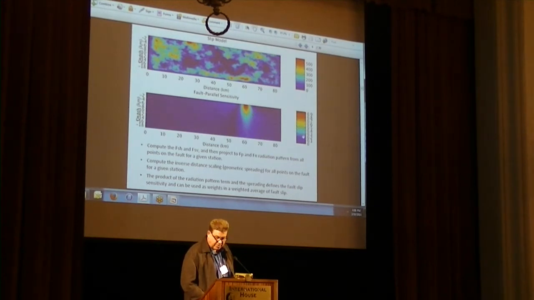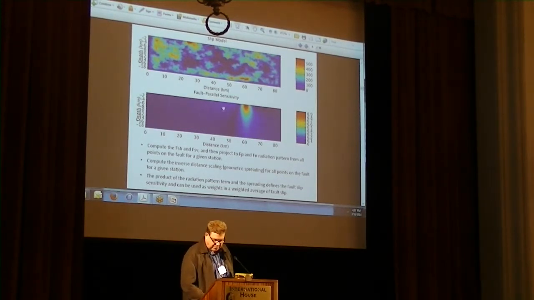Okay, so this number from 0 to 1 in this color scale is the weight that can be applied to the slip. So what this is saying is, for a station located right here, let's say I take a level of 0.1, then the part of the fault that the station is most sensitive to, in terms of fault parallel sensitivity, would be roughly this area here. So it is dominated by the near surface slip, but it's averaged spatially over the fault.